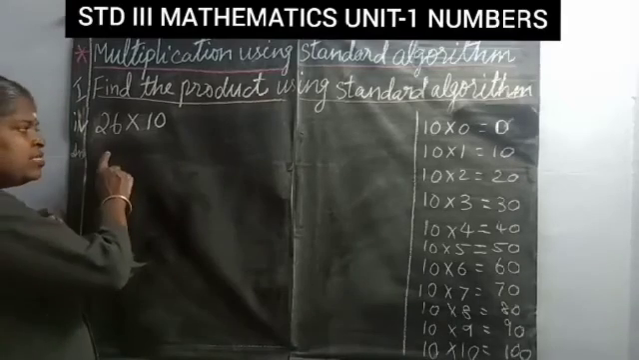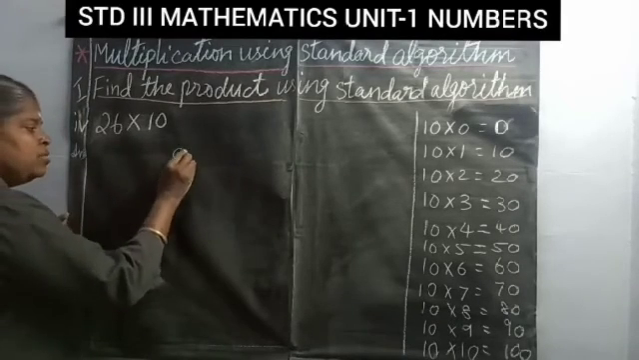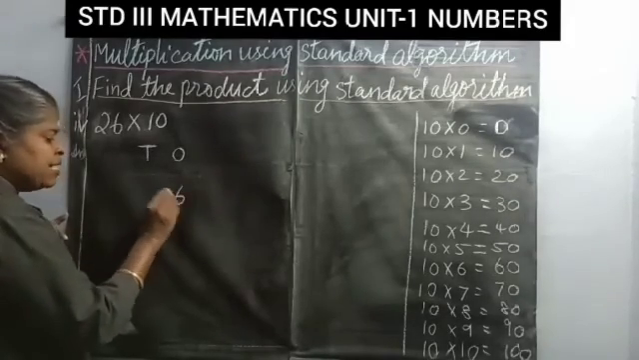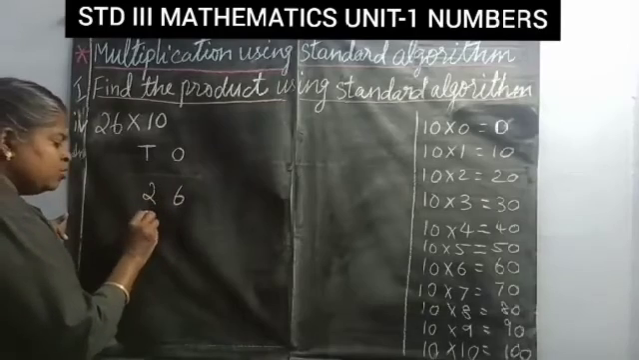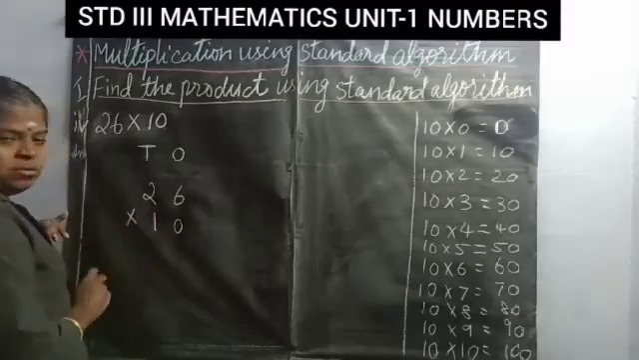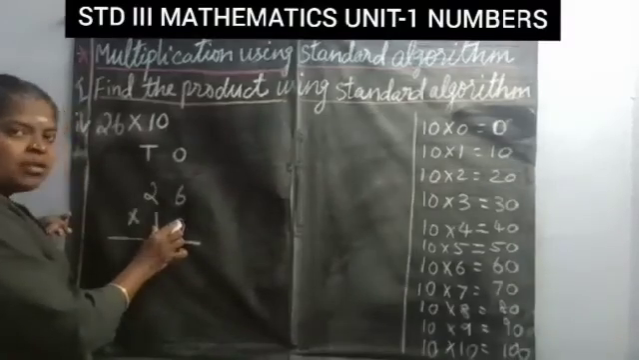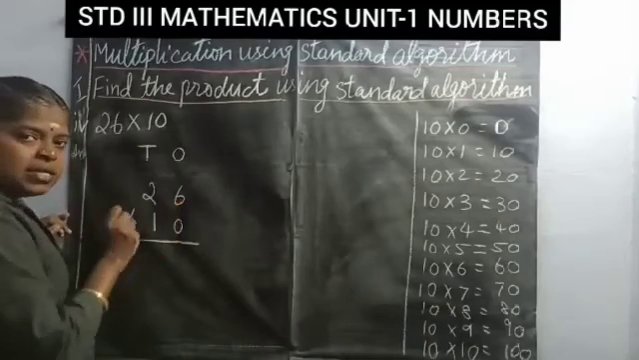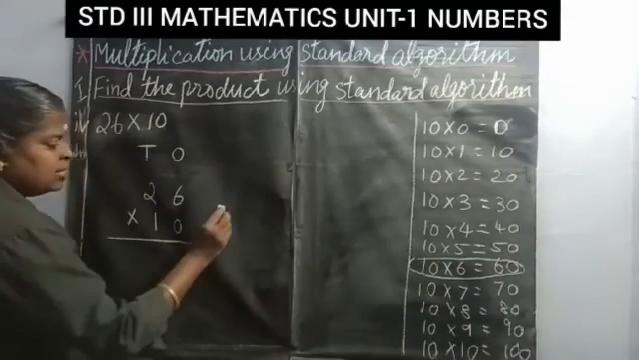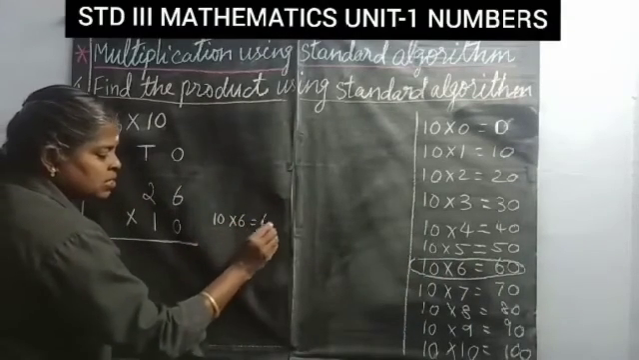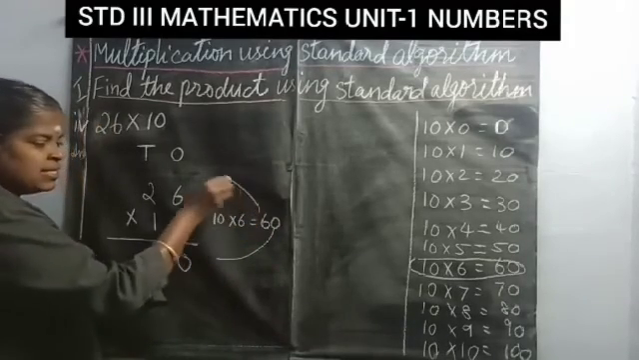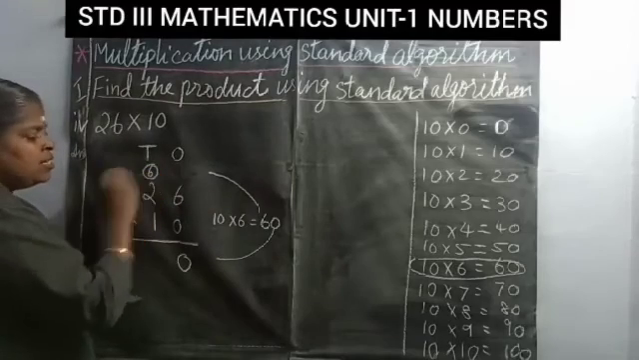Next question, 26 into 10. First, ones, tens, leave the space for carryover. Ones place 6, tens place 2, into 10. So we write 0, 1. First, we multiply the ones. 10 6s are 60. 0 in ones place, 6 in tens place.